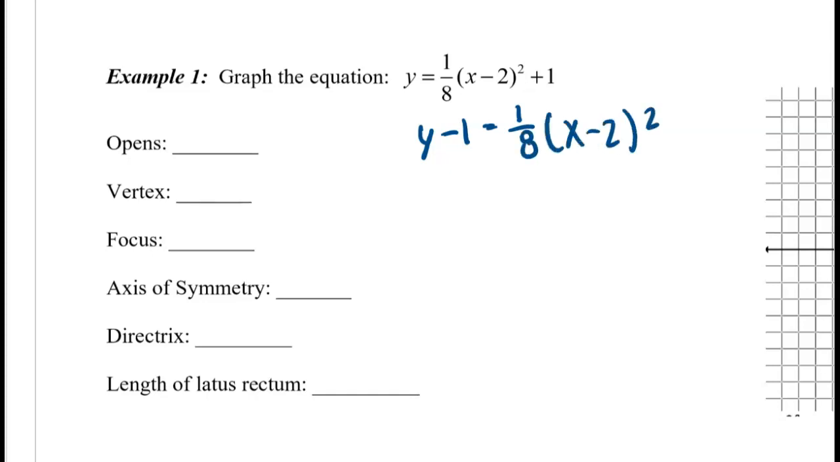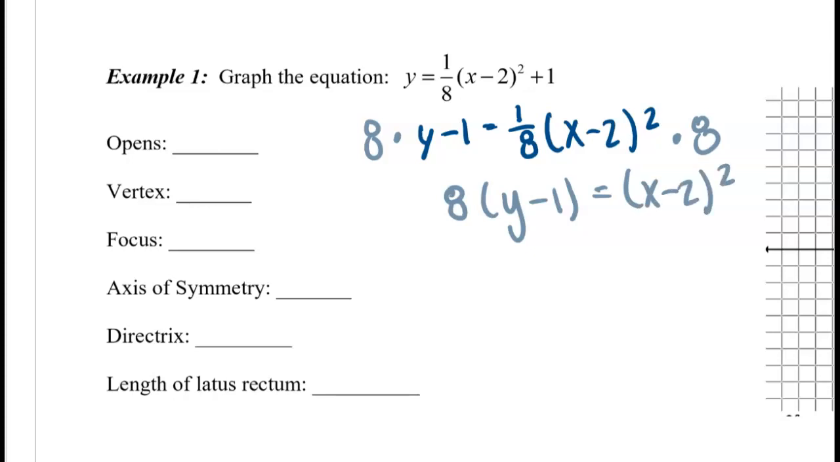Again, my objective is to get my squared term by itself, and then I'll multiply by 8. So I have 8y minus 1 is equal to x minus 2 squared. Because in this case my x value is squared, that means I'm either opening up or down. Because this 8 is positive, we're opening up.